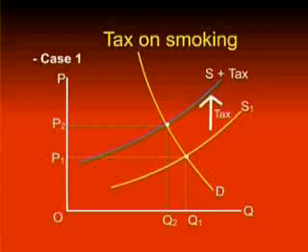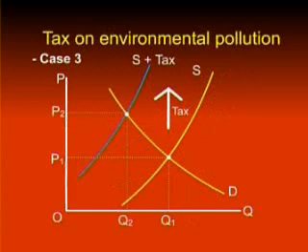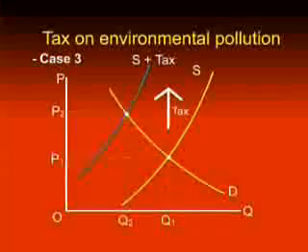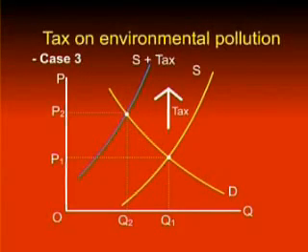Similarly, in case 3, you could think of the government imposing a tax on firms which produce a certain good, and there's nothing wrong with the consumption of that good, but in the production of that good, a lot of environmental pollution is created. Therefore, the government wants to discourage producers from producing a lot of that good, or at least it wants to earn revenues that it can then spend on cleaning the environment. So that could be an example of case 3.